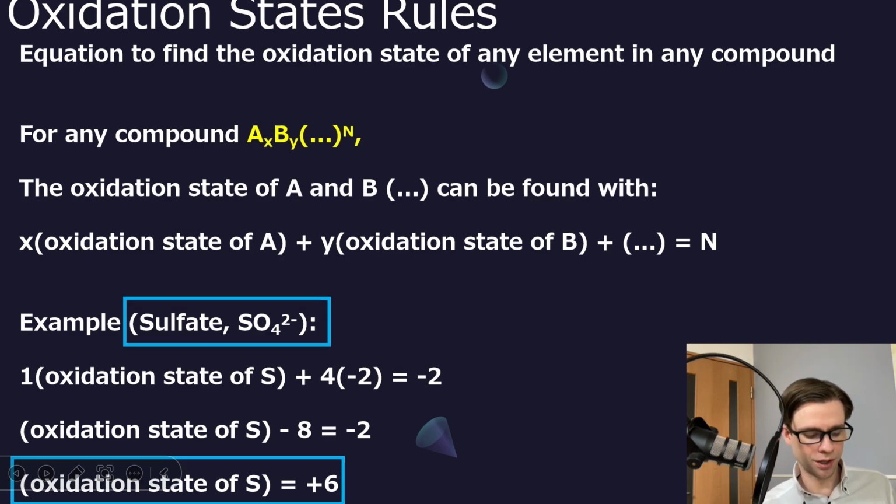You can just label the oxidation state of S as some unknown value, X or whatever. Solve it. So X - 8 equals -2. That X is +6. The oxidation state of S is +6 in sulfate. So all the oxygens surrounding that sulfur pull the electron pairs closer to them. Sulfur essentially loses all of its 6 valence electrons. Not fully, but over that 50% line.